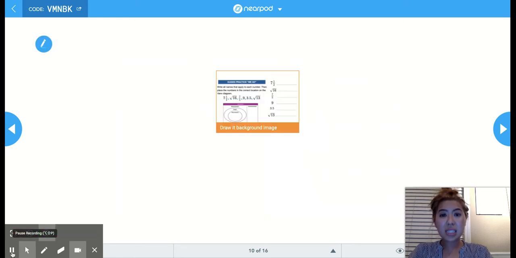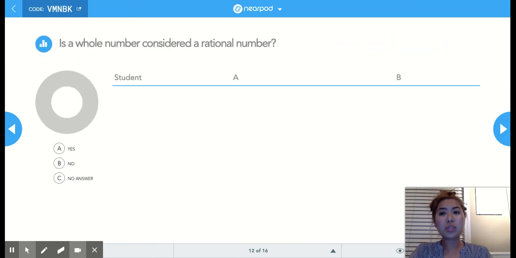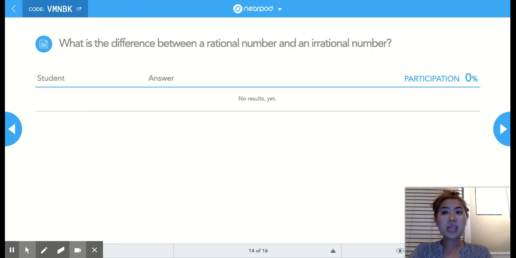The next activity is for you to do the same thing. So you're going to draw on the slide and classify each number and then write it into its correct subset. We have another one, and now we have a poll. So you have to answer whether a whole number is considered a rational number. The second poll is, is a rational number an integer? And then you have to do a short write. So the question is, what is the difference between a rational number and an irrational number?